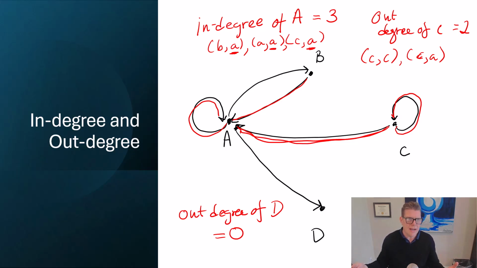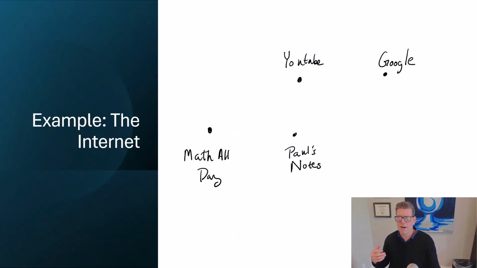Once we've drawn a digraph, the in degree and the out degree is pretty simple. We count up all the values that go into a particular vertex, that is its in degree, and all the values that go out of it, that's its out degree. So let's take a look at an example of a digraph.